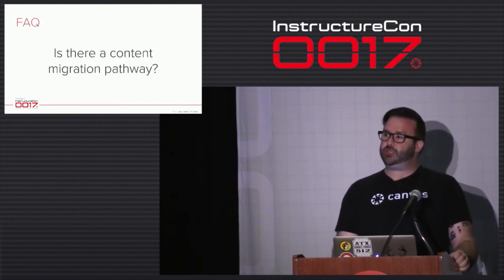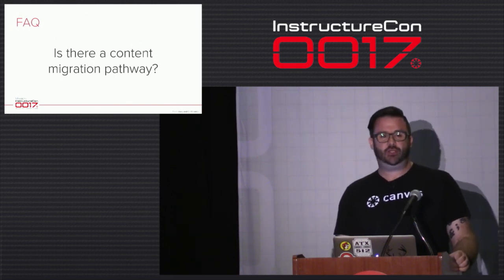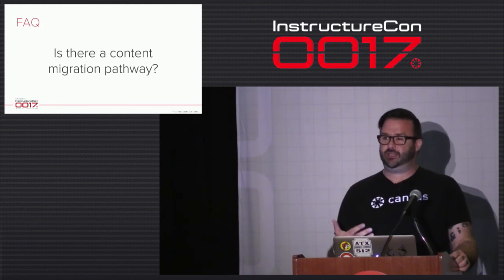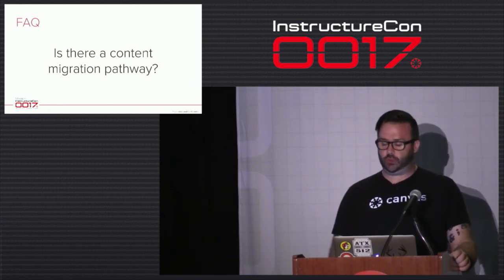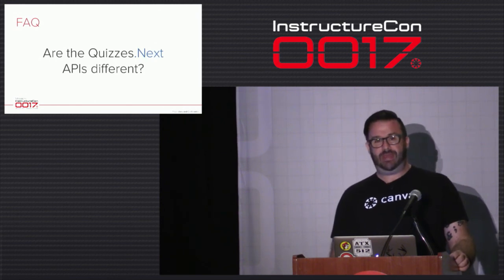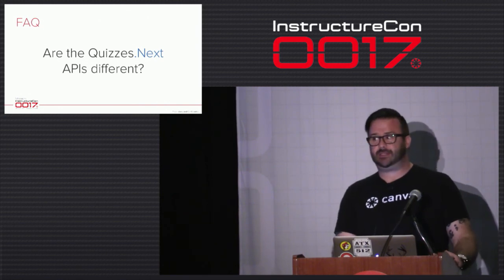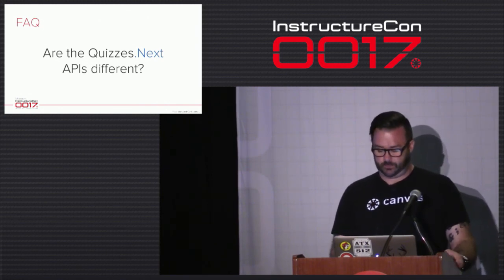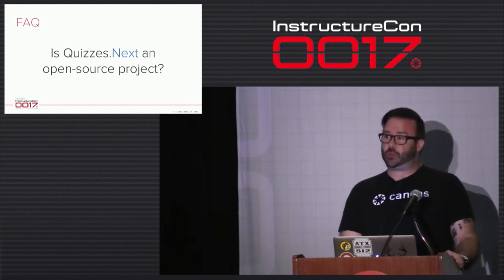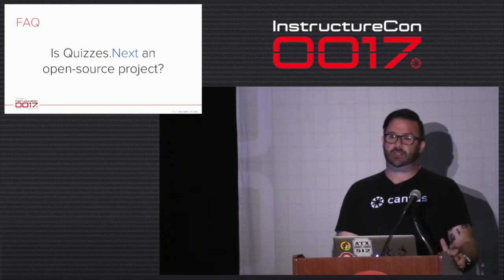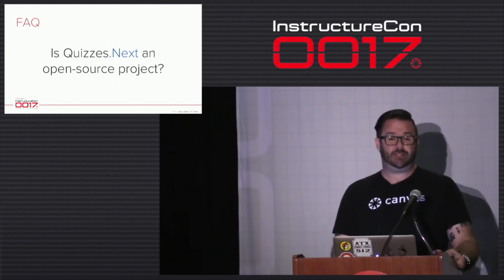Is there a content migration pathway? Yes, there is. Instructors will be able to move content from Quizzes Classic to quizzes.next with a migration tool, and that'll be quiz by quiz. That way instructors can make the decision about when and how they move from the old tool to the new tool. Are the APIs different? Yes, they are, and we'll publish documentation around our new APIs in the coming months. Is quizzes.next an open source project? Yes, it is, and we'll make announcements around that in the coming months as well.